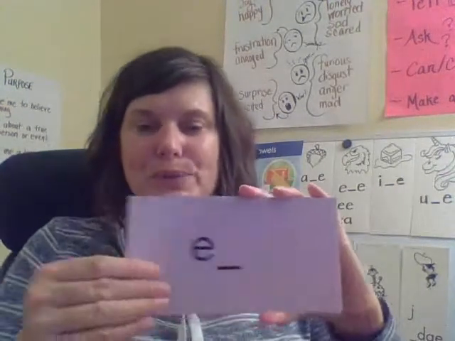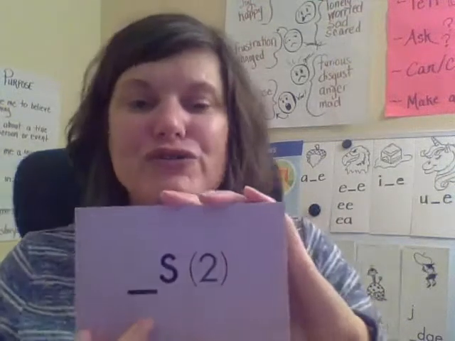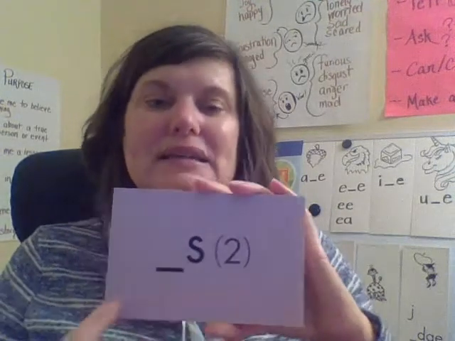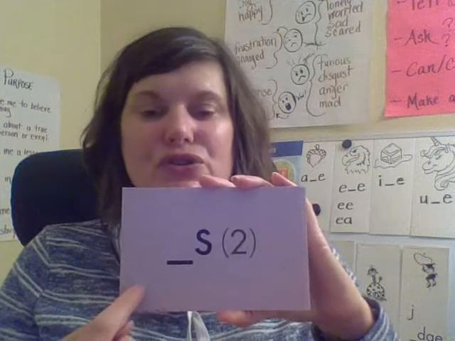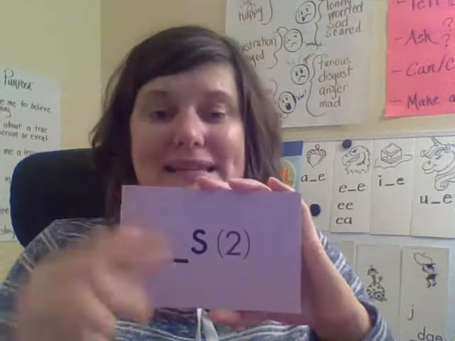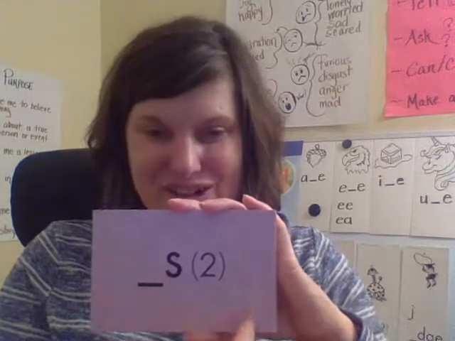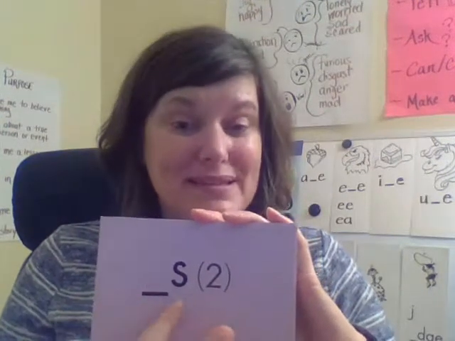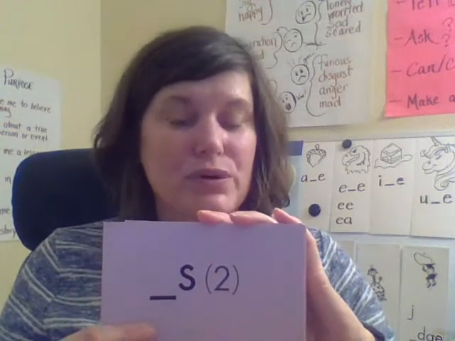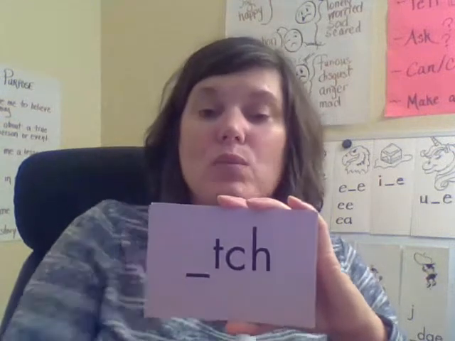There's our picture cue. My turn. First sound, s. Together, s. Your turn. Good. Second sound, z. Together, z. Your turn. Good. And remember, this is a suffix you add to a base word as well to mean more than one.